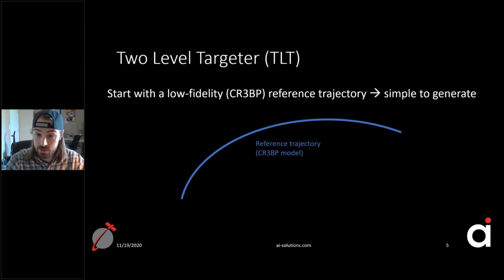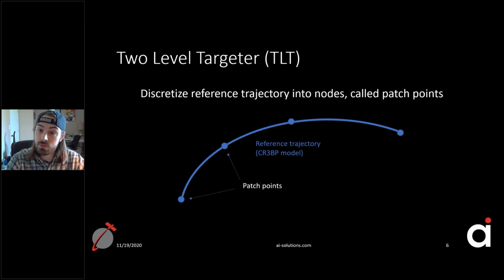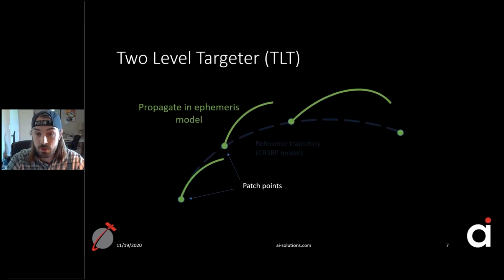So just visually, this is how it works. Say we have a reference trajectory in our circular restricted three-body model, shown here in blue. This is relatively simple to get. What we do is take this trajectory and discretize it into a set of nodes, or what we'll call patch points. If we take those patch points and propagate them in an ephemeris model, we'll notice, since our force model is different, that they're going to be discontinuous. We're going to have discontinuities in both position and velocity.